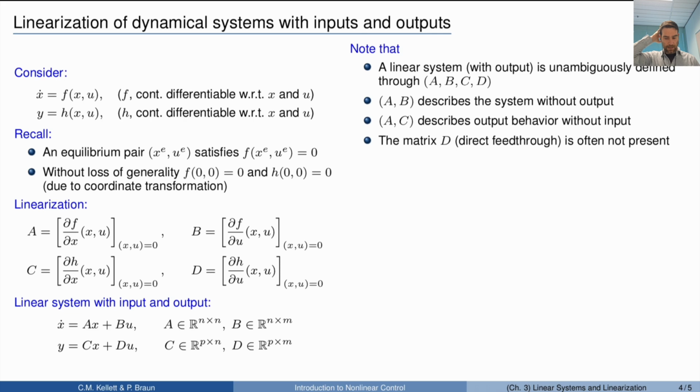And yeah, if we have now these four matrices, then we don't even need the notation over here. Instead, we can simply use this notation ABCD to unambiguously define a linear system. AB simply describes the system without output, and AC describes the output behavior without input. So these are standard notations, these matrix pairs. D is often not present, so that's the direct feed-through term.